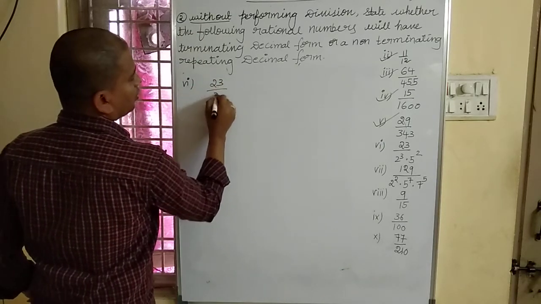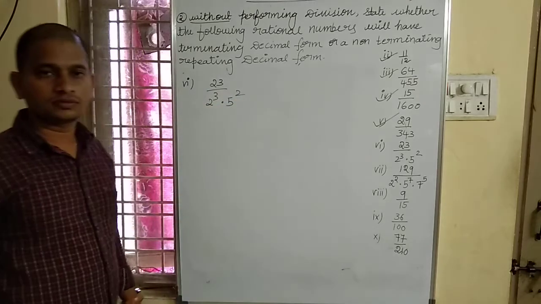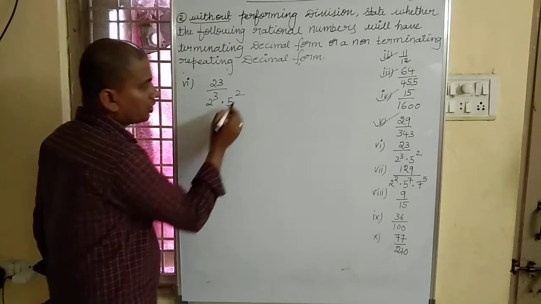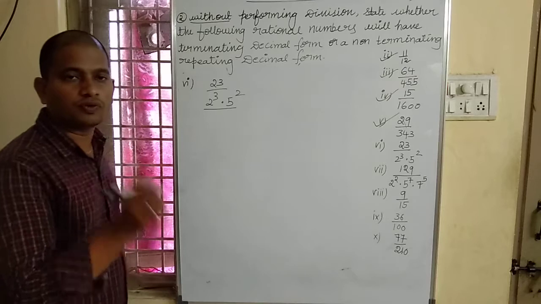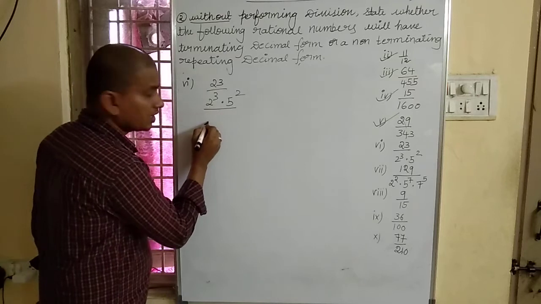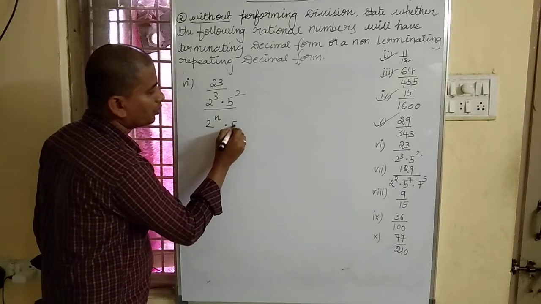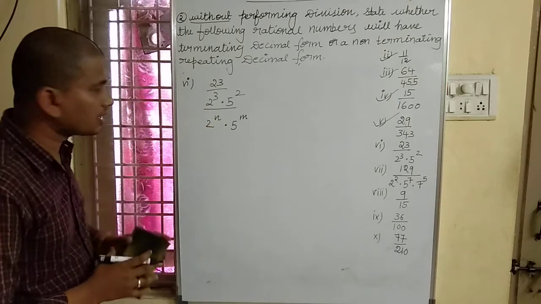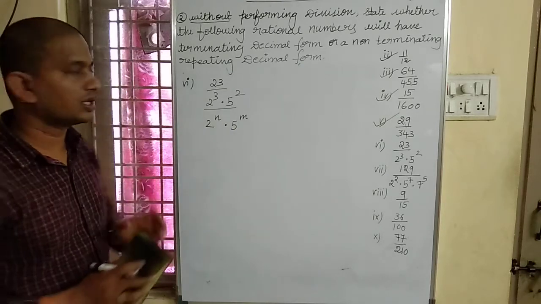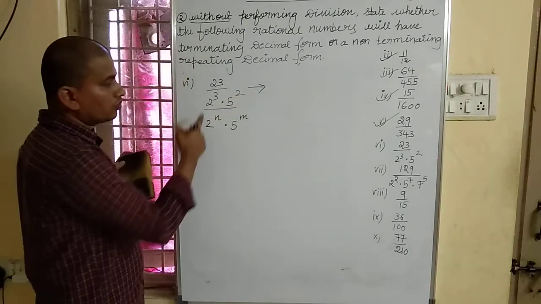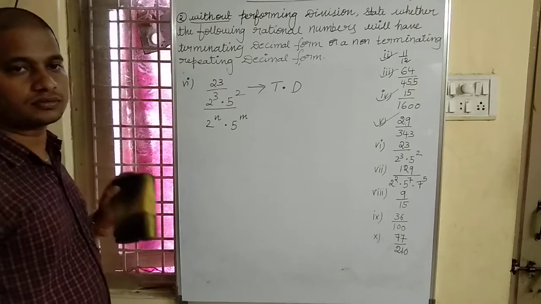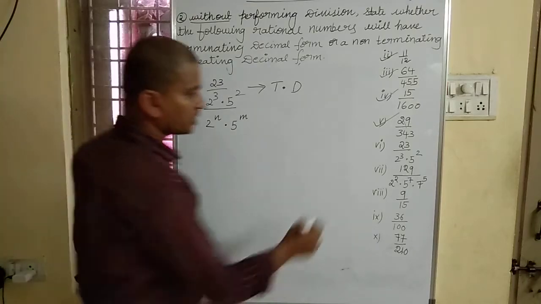23 by 2 cube into 5 square. It is given directly. If you observe here, the denominator is 2 power 3 into 5 power 2. Yes, the denominator is of the form 2 power n into 5 power m. Hence 23 by 2 power 3 into 5 square is a terminating decimal.